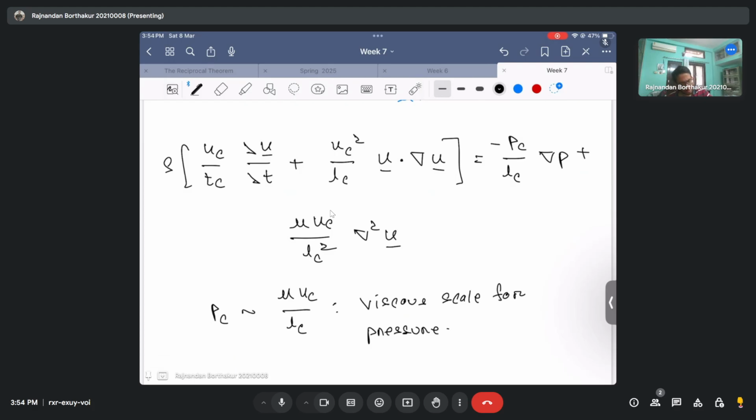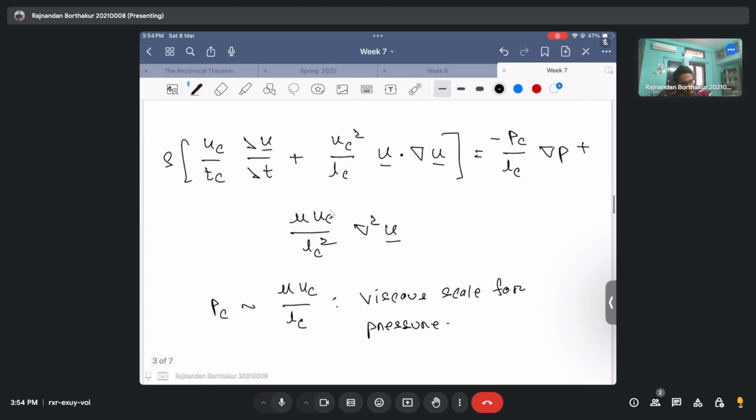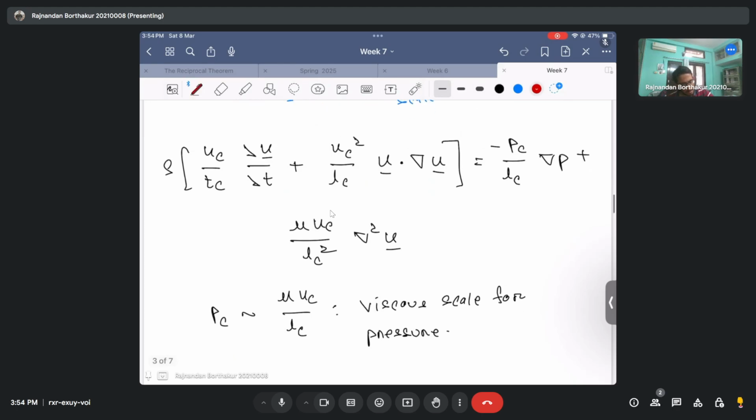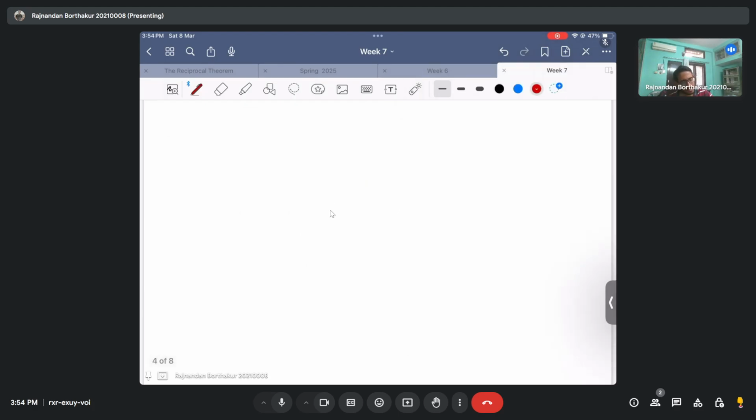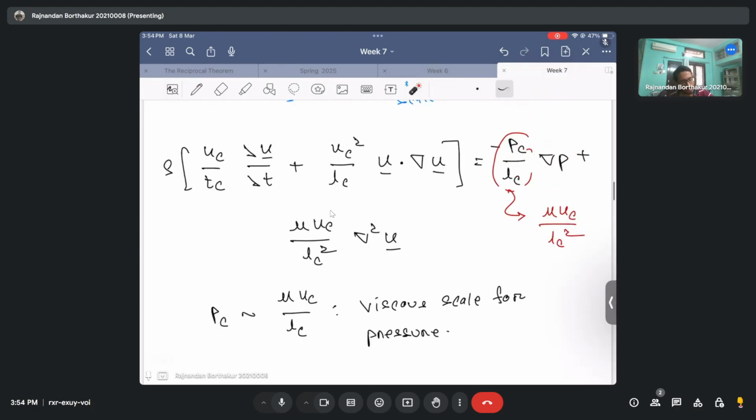Okay. If I do this, then this term becomes what? This term becomes mu UC by LC square. Which means that my pressure gradient basically scales as del square U. That's what I'm trying to say.